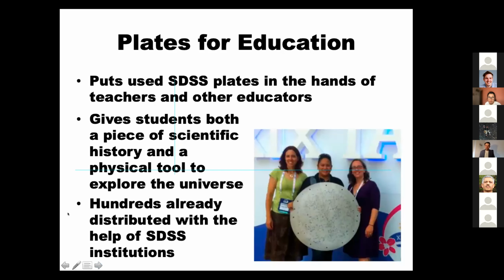Next, I want to mention Plates for Education. It puts used or retired SDSS plates in the hands of teachers and other educators. And it gives students both a piece of scientific history, something they can have and say, this thing was used to observe the universe. And also something they can do school activities on and learn about what the different things on the plate were, what this hole here was observed, what knowledge was gained by looking through light that came through this tiny little hole. And there have been hundreds that have already been distributed with the help of SDSS institutions and observatories.